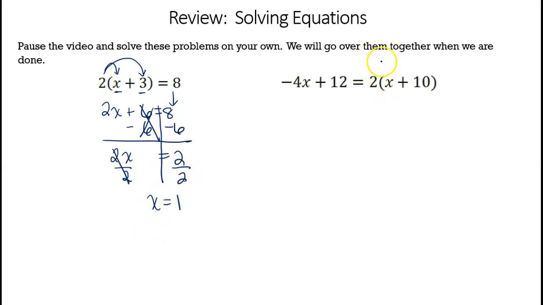This one is very similar. We start it the same way. We have parentheses, and we're going to start by distributing. So we have negative 4x plus 12 equals 2x plus 20. Notice that now the difference is we have two sets of like terms on opposite sides, whereas here we only had the 8 and the 6, which were alike. Now we have the negative 4x and the 2x, they're like terms, and the 12 and the 20.